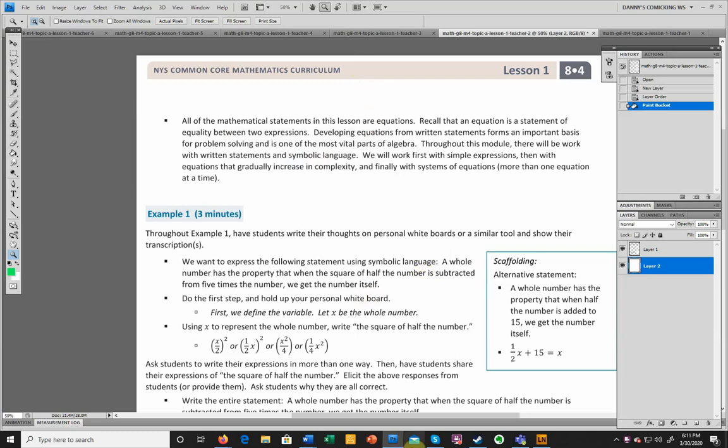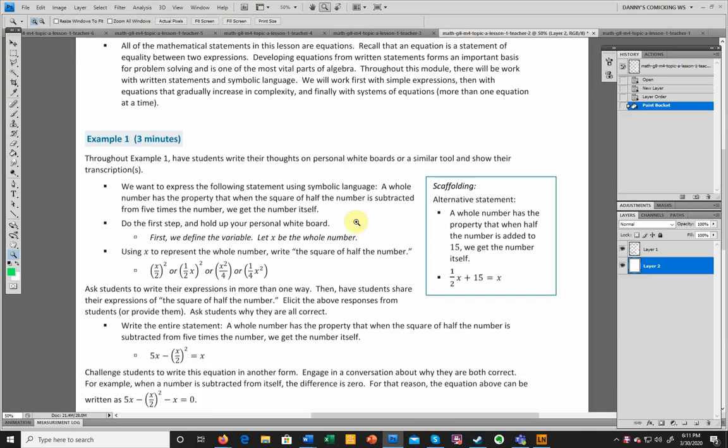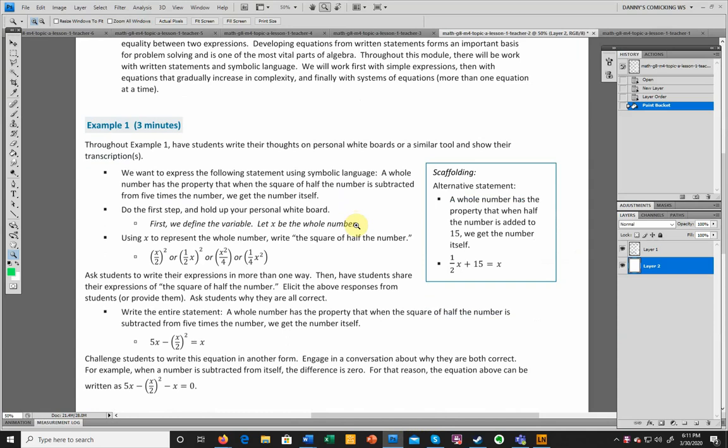Let's go ahead and jump right into example 1. Throughout example 1, I'm supposed to have you write your thoughts on personal whiteboards or on scrap paper. You can go ahead and do that for yourselves, but we're just going to go through the example.